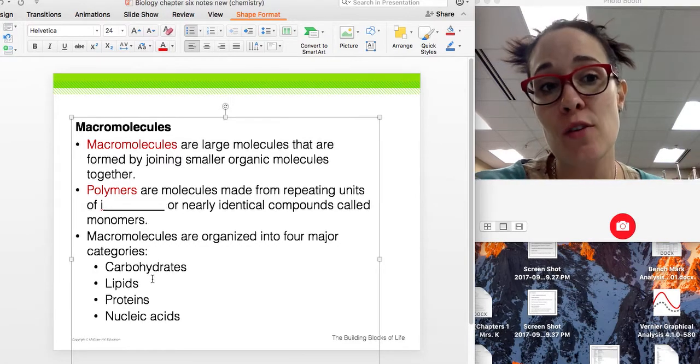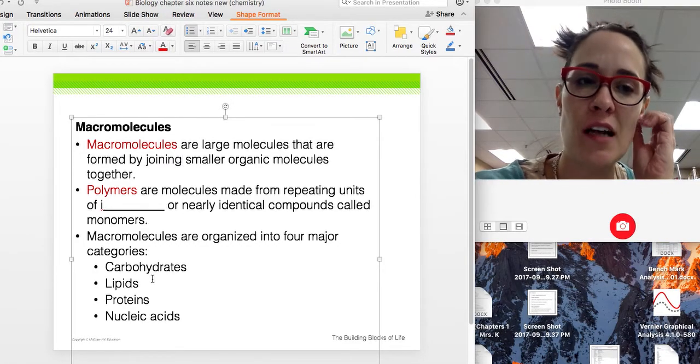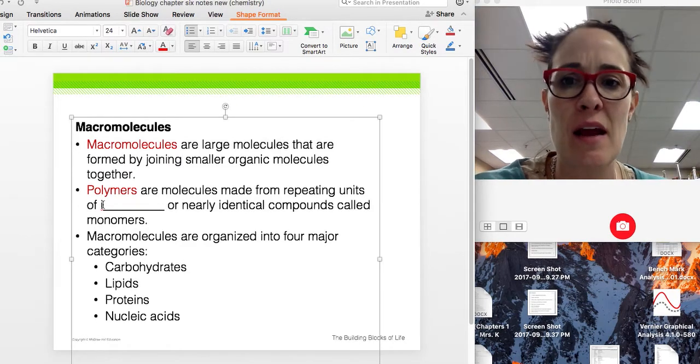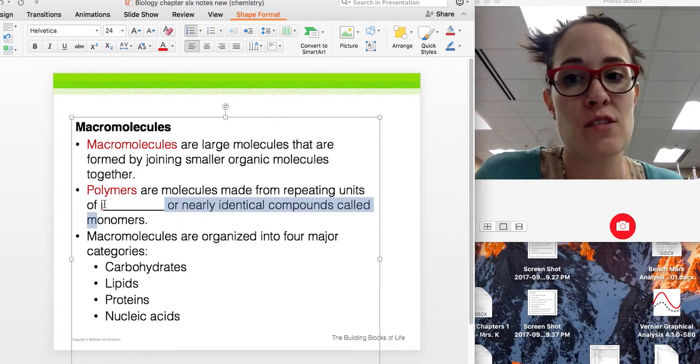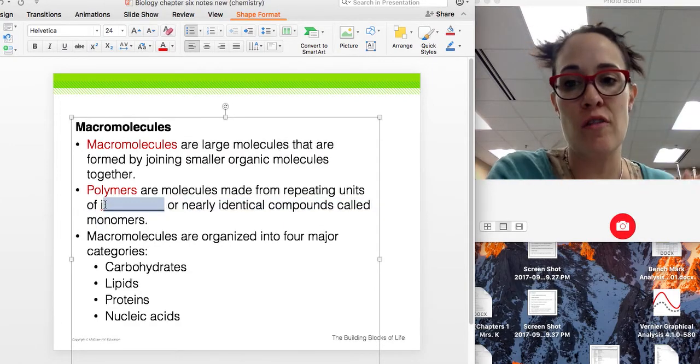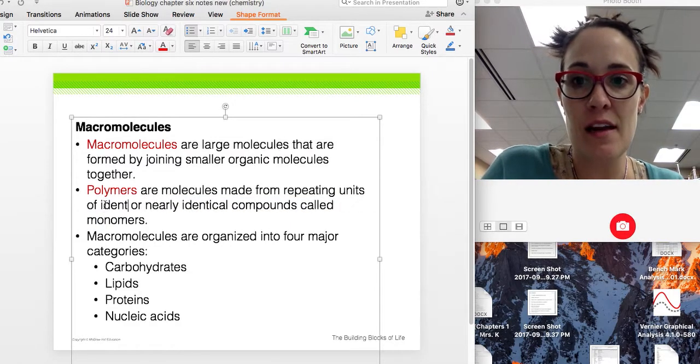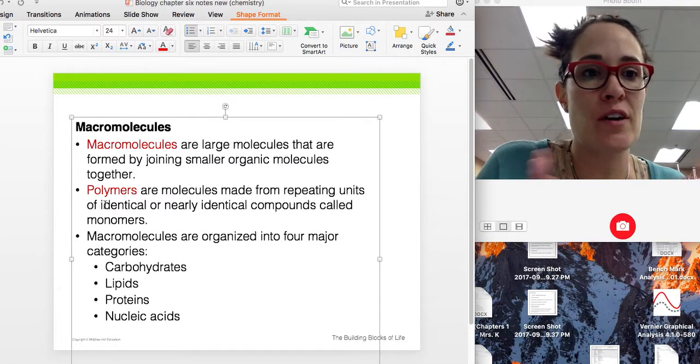The macromolecules, some of them are polymers. A polymer is a fancy word. Poly means many. They are molecules that are made from many repeating units. So the same thing over and over again. And these repeating units are identical or nearly so.